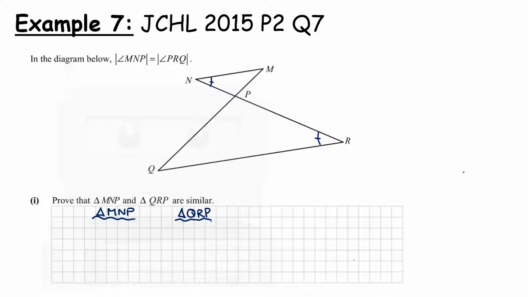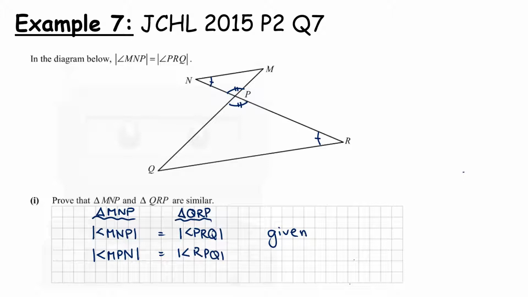So the first thing I'm going to write is I know that the size of angle MNP is equal to the size of angle PQR, and the reason is that has been given to us. The next thing I know is this angle here is equal to this angle here, because they are vertically opposite angles. So the size of angle MPN is equal to the size of angle RPQ, and the reason is that they are vertically opposite angles.